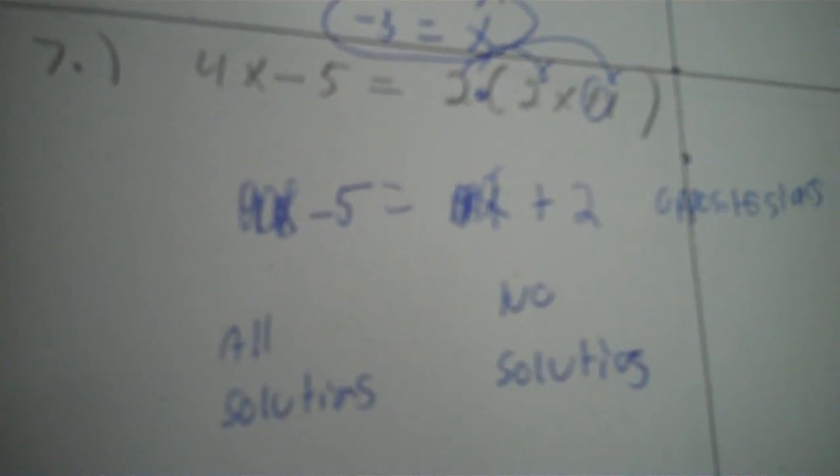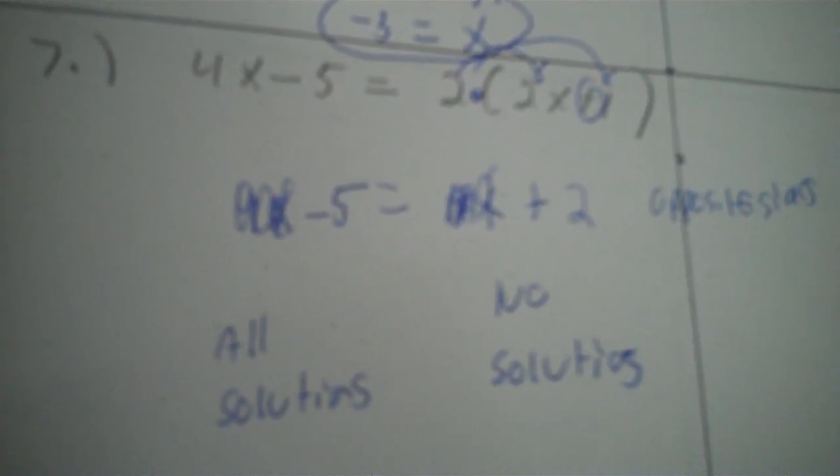Question, are negative 5 and 2 equal? No, I don't think they are, okay? So that's no solution. That means there's no value for x that can make one side equal to the other. And in all solutions, every value for x makes one side equal to the other.